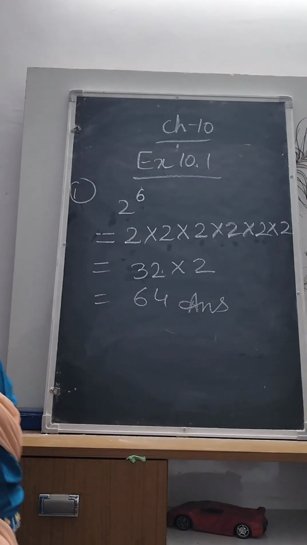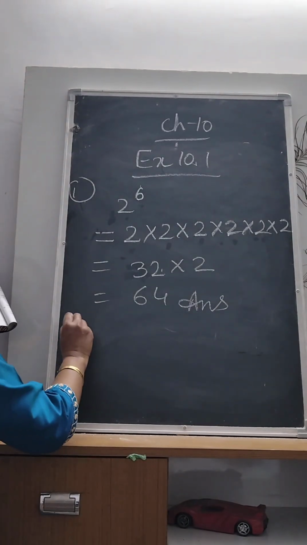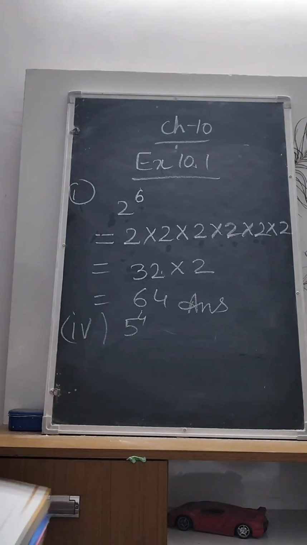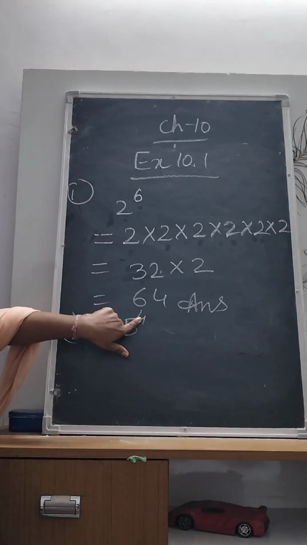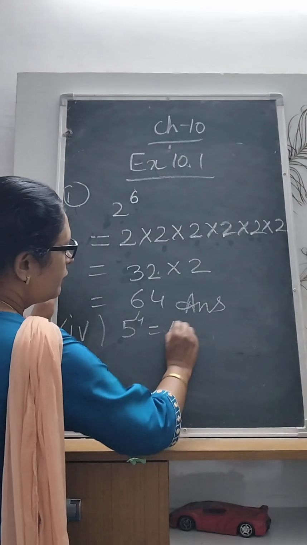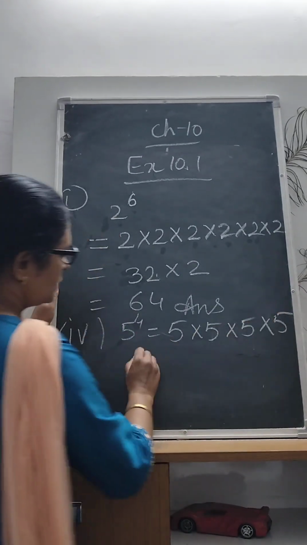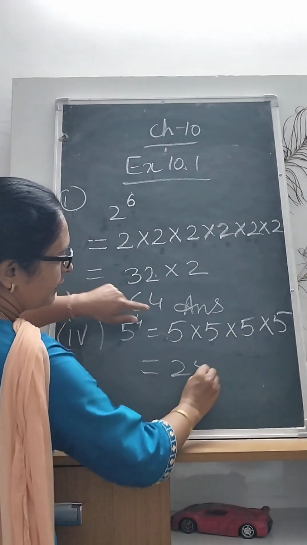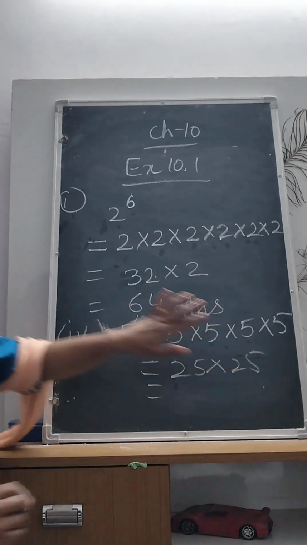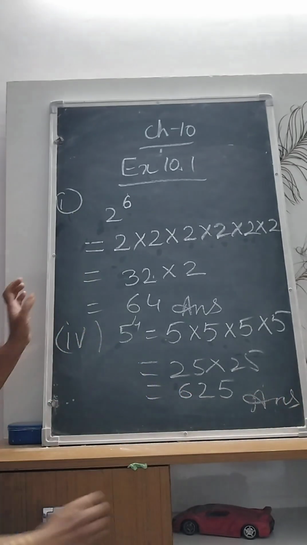Now one more part out of this I will do. Fourth part: 5 raised to power 4. Again, base is 5. Power or exponent means the same. We will multiply 5, 4 times. 5 into 5 is 25, 5 into 5 is 25. You can multiply 25 with 25. 625 is the answer.